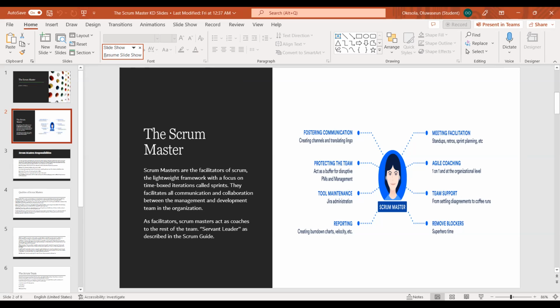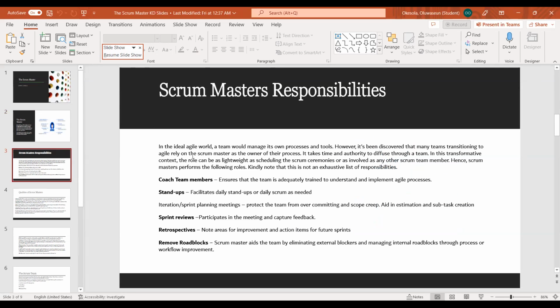So next we come to the Scrum Master responsibilities. So what are the responsibilities of the Scrum Master? In the ideal agile world, a team would manage its own processes and tools, right? However, it's been discovered that many teams transitioning to agile rely on the Scrum Master as the owner of their process. It takes time and authority to diffuse through a team. In this transformative context, the role can be as lightweight as scheduling the Scrum ceremonies or as involved as any other Scrum team member. Hence, the Scrum Master performs the following roles. Kindly note that this is not an exhaustive list of responsibilities.